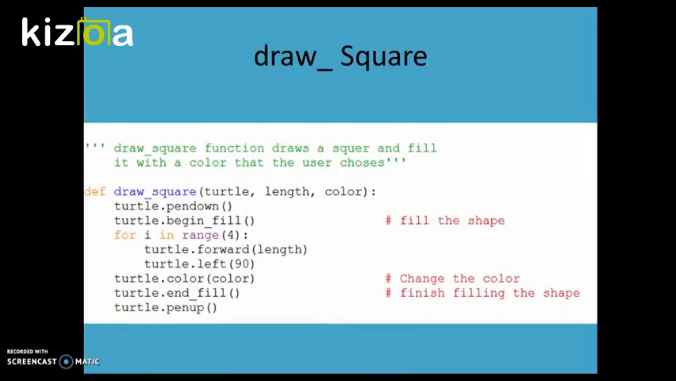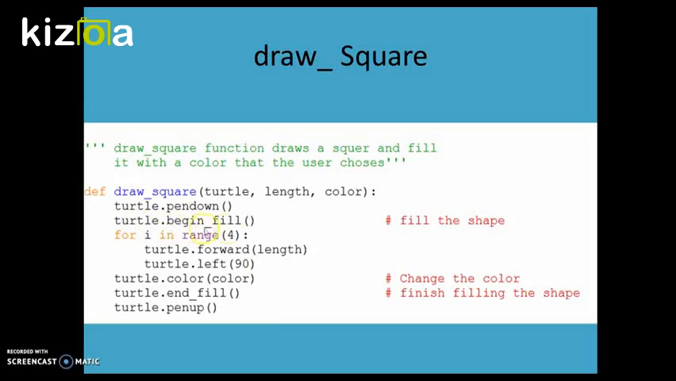Okay, so the first one is going to be our draw square function. Over here you can see a picture of the code that I took from my code. Draw square takes in 3 variables, turtle, length and color, and then it basically just draws a square.